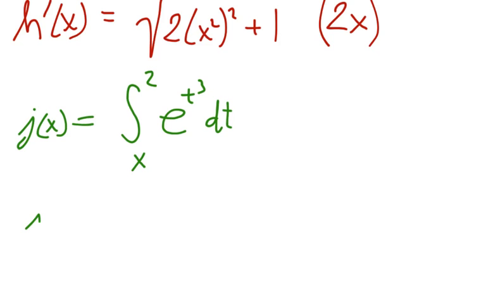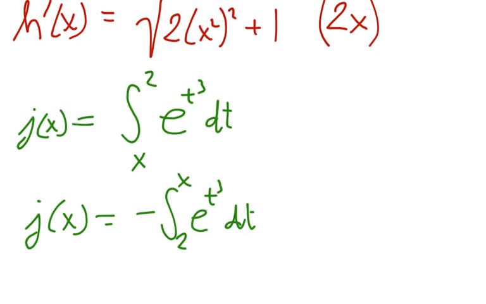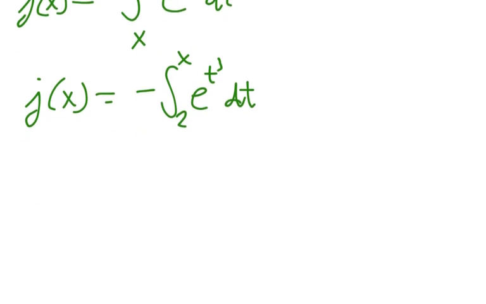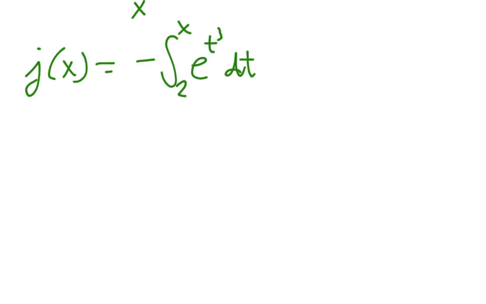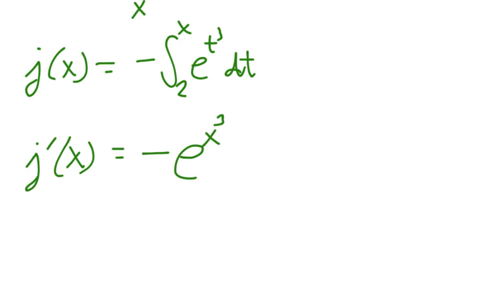We can't jump right into the fundamental theorem immediately. We have to switch the upper and lower limits of integration, like this, and then we can go ahead and apply the fundamental theorem, because we need the pattern to match. And so here the pattern matches where the variable is on the upper limit of integration and the constant is in the lower limit of integration. And so this is going to become negative e to the x cubed.